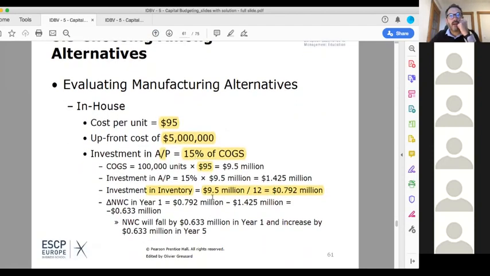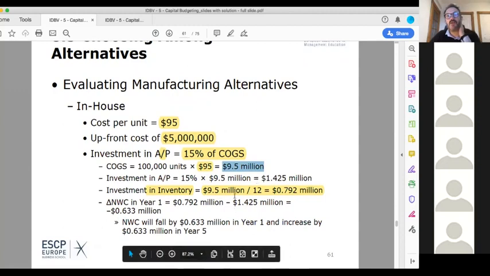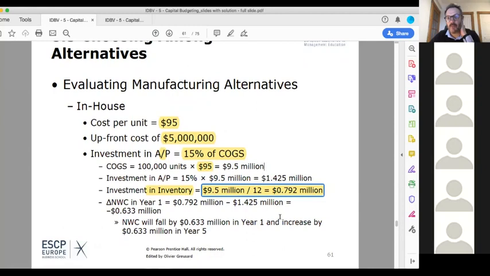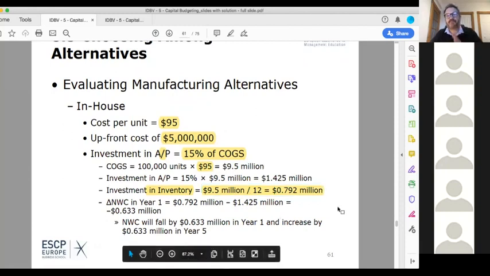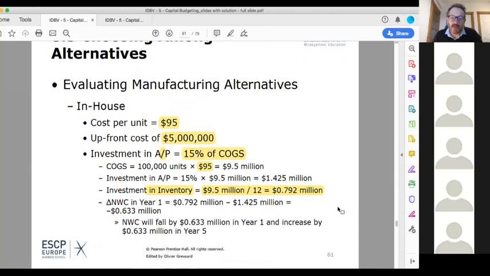Actually, they take the cost of goods sold, 9.5 million, and they say that you need 1 month of inventory, so you just take 9.5 divided by 12, and this is the amount of inventory you should consider in your working capital. Okay, so that's it, under the assumption that you have inventory of raw materials. If you want, so that's for raw materials.